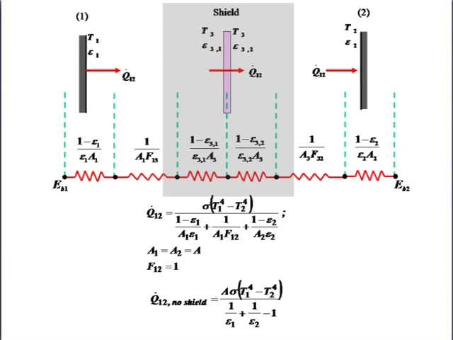Now, what is the surface resistance on this side? The side which is facing 1 is called 3,1, and the side which is facing 2 is called 3,2. The resistances are 1 minus epsilon 3,1 upon epsilon 3,1 A3 and 1 minus epsilon 3,2 upon epsilon 3,2 A3. These are the two resistances added because of adding the shielding material, and if I play with my epsilon properly, I should be able to arrest the heat transfer from surface 1 to surface 2. If I have to have this resistance, what should my epsilon be? Low or high?